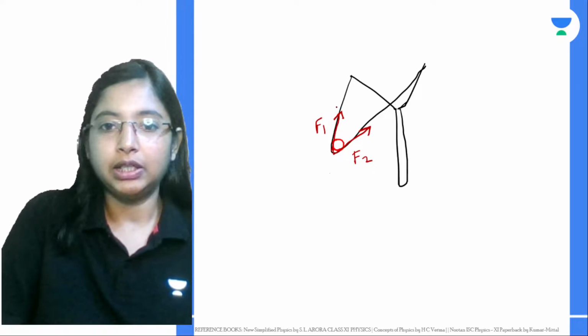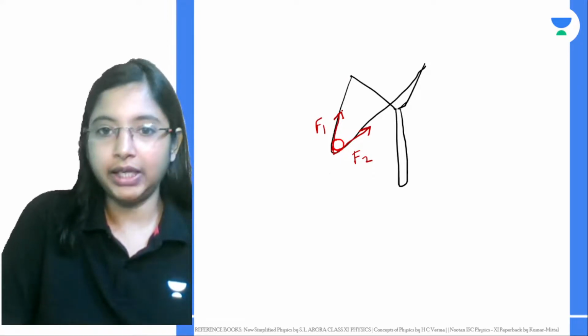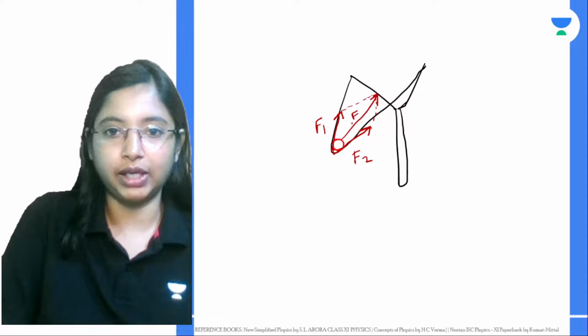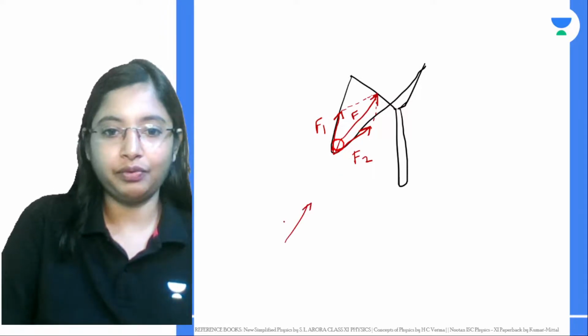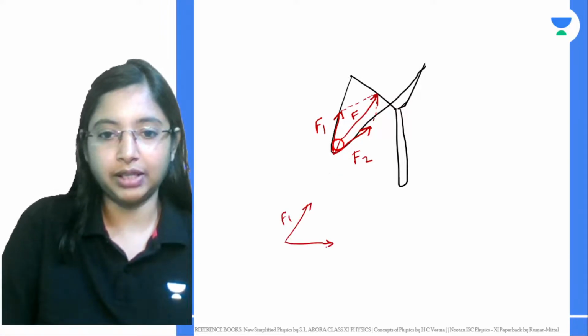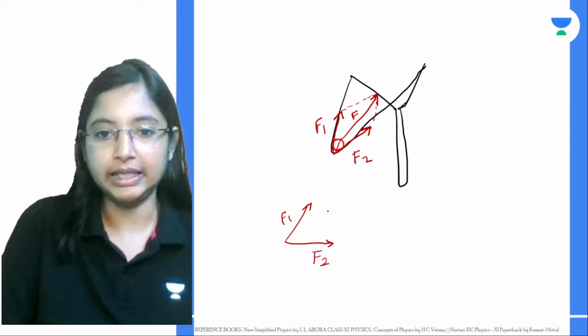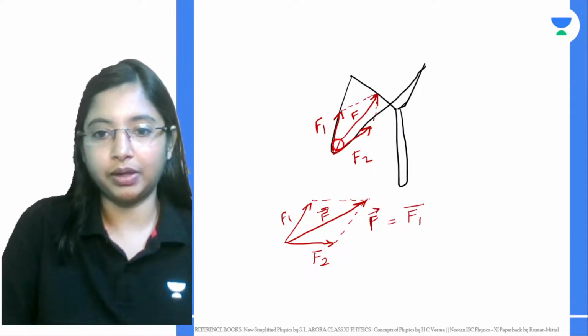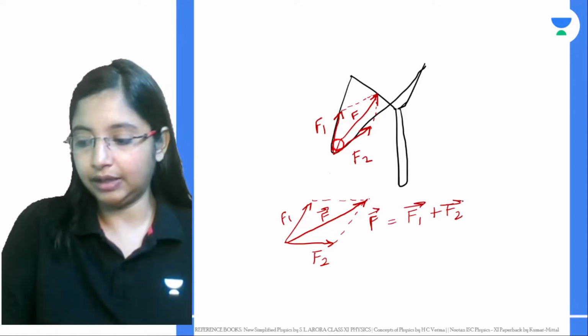Now you can actually use the parallelogram law. This looks like a parallelogram, and the final force will act in this direction. So you have one vector, F1 vector, and another vector, F2 vector, acting on 2 different sides. According to the parallelogram law of vectors, the resultant force will go in this direction. This resultant vector will be the force because of F1 and F2.